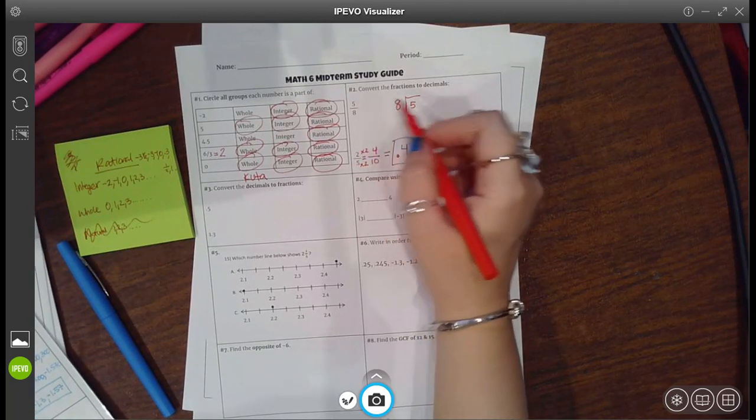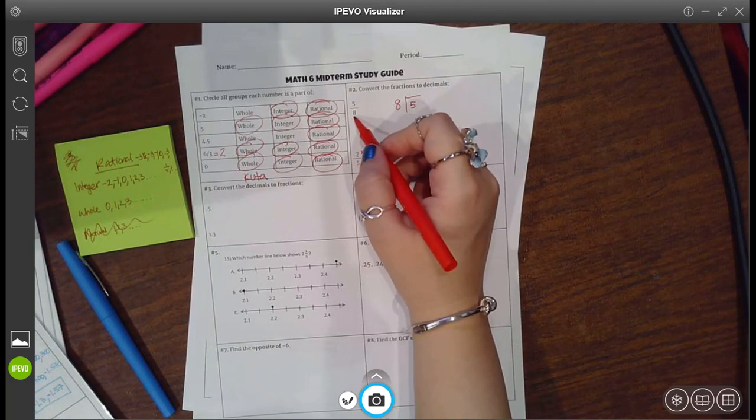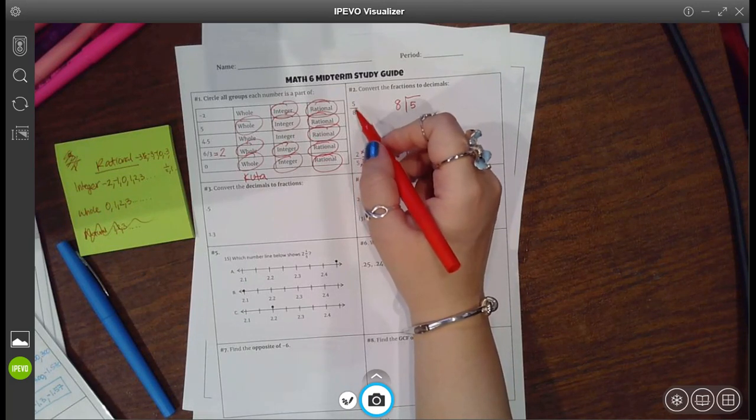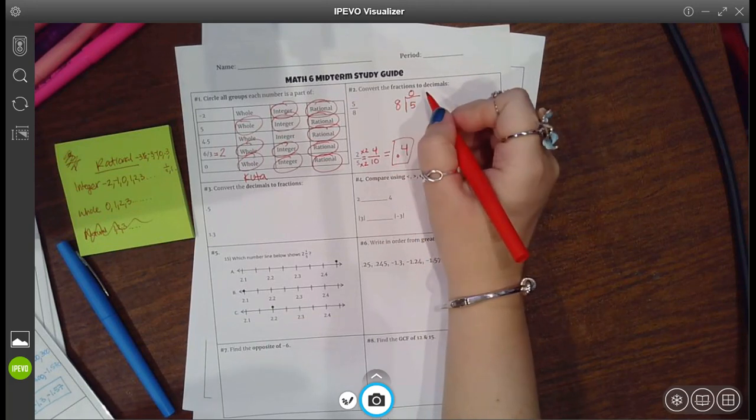Remember, top dog goes in the house, okay? Or in and out, in and out. That's what a hamburger is all about. So inside the house, outside the house. Okay, now 8 can't go into 5.